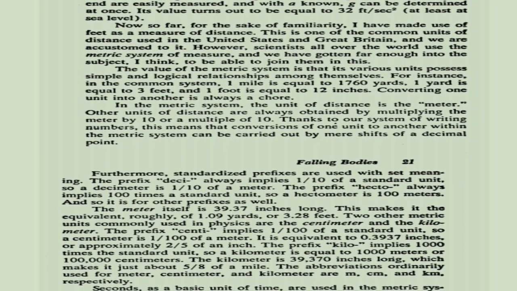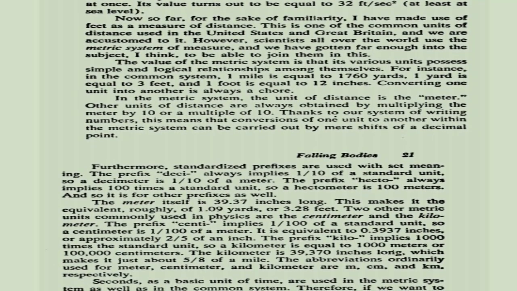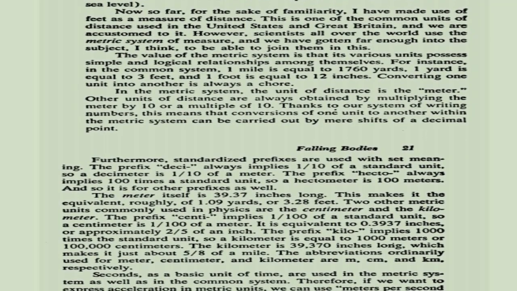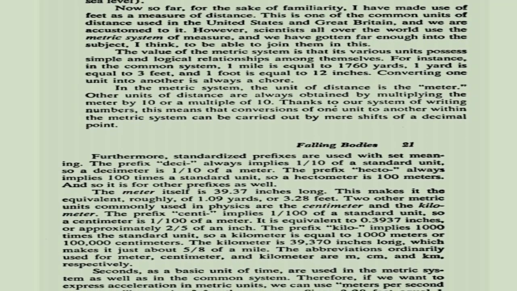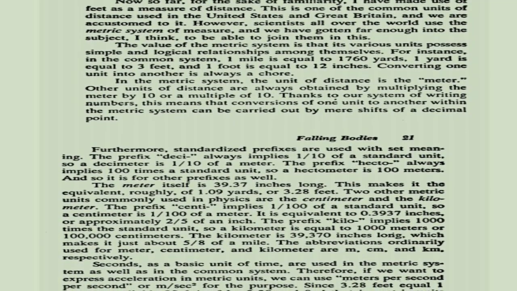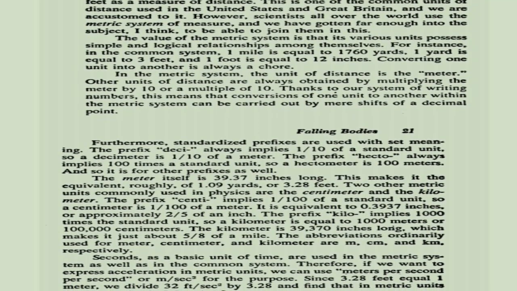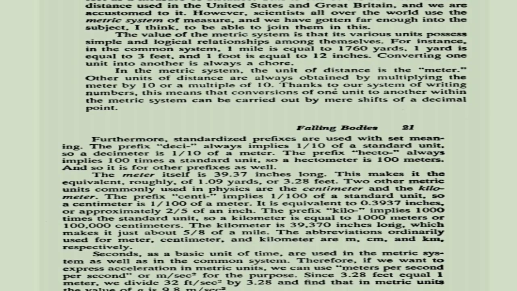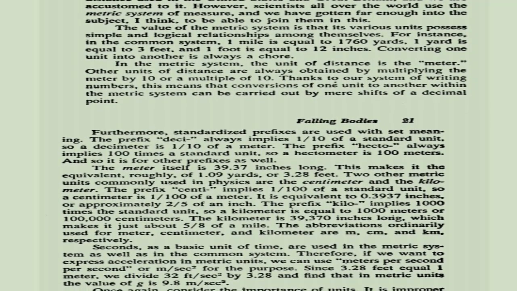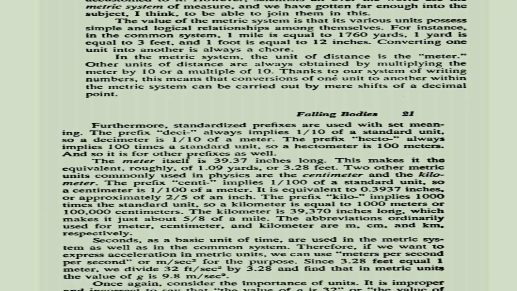The prefix kilo implies 1,000 times the standard unit, so a kilometer is equal to 1,000 meters, or 100,000 centimeters. The kilometer is 39,370 inches long, which makes it just about 5/8 of a mile. The abbreviations ordinarily used for meter, centimeter, and kilometer are m, cm, and km, respectively.